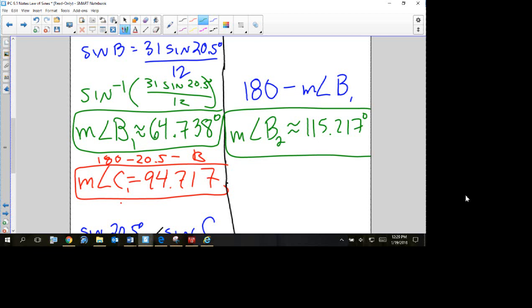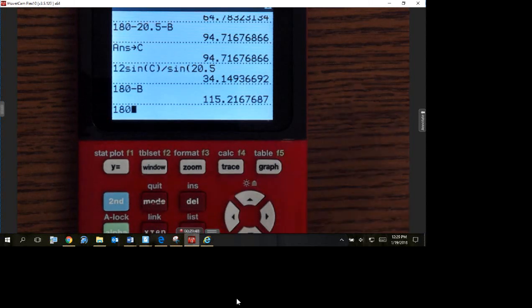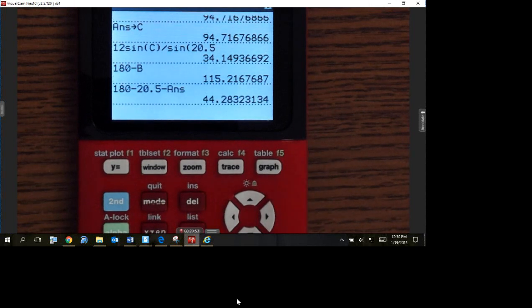And then from there, you're going to find your C, but you can't go off of this one. You have to go off the new B and the original A angle. So we'll just do the same work we did before. We take 180, take away 20.5, and then take away our new B, which I'll just use my ANS for that. I don't need to store it anymore. You could store it new if you wanted to. I'll do it on my calculator so you can see what I'm talking about. So now I'll do 180, take away 20.5 minus answer. We got 44.283 for the new C.